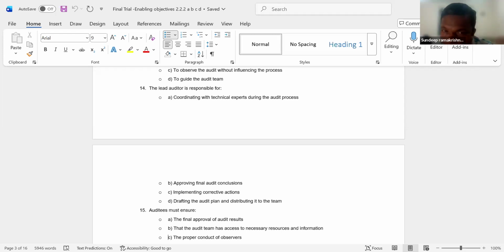Okay. Why? Because the lead auditor will not coordinate with the technical experts during the audit. Okay, I mean, it's my opinion, sir. They may coordinate with the technical experts if they don't understand the process. See, B and D are very close, but responsibility, okay, where you have to go. Responsible means the final audit conclusion also he will review, sir. Yes.